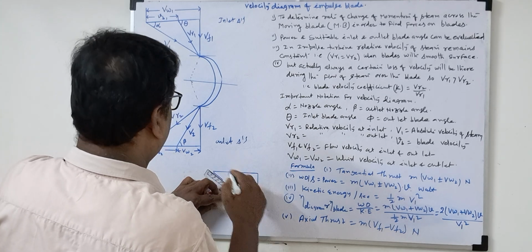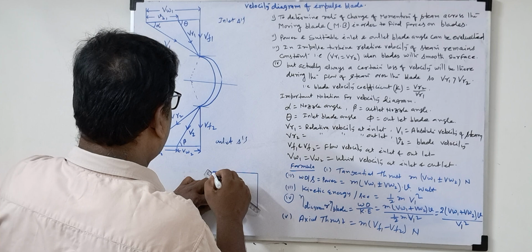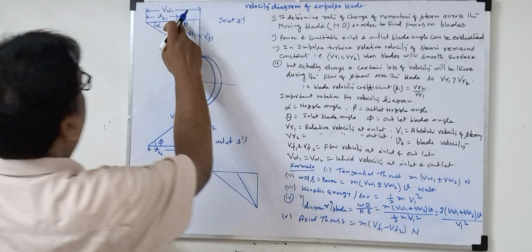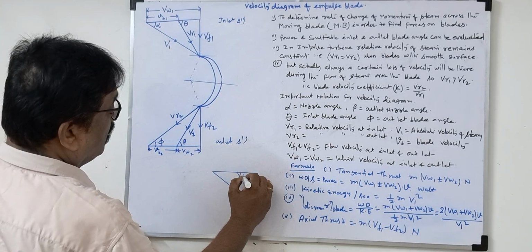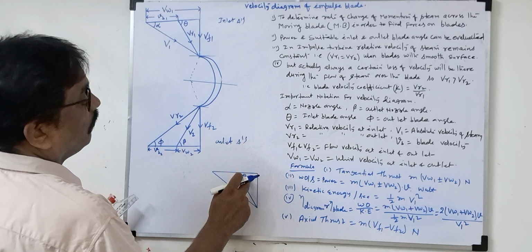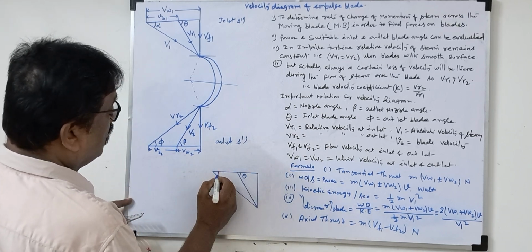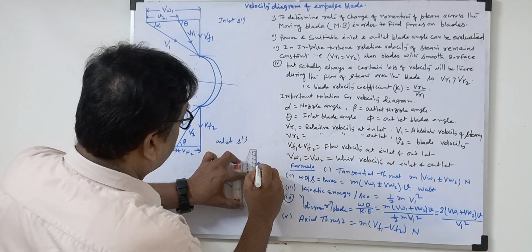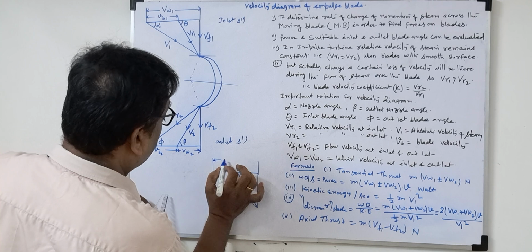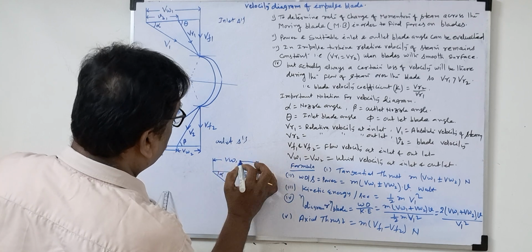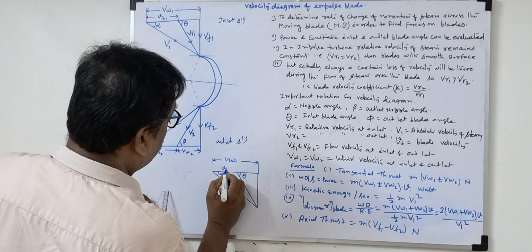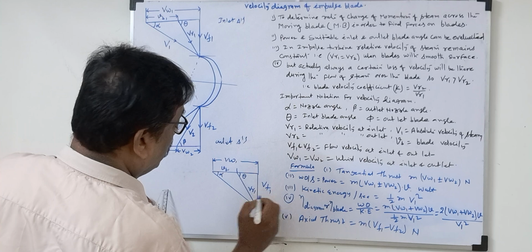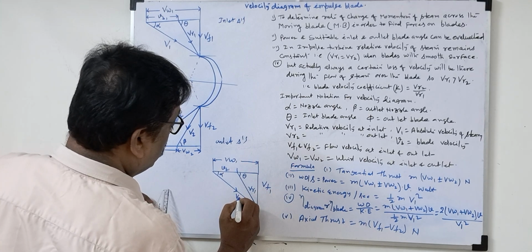Inlet triangle, I draw here. This is the inlet triangle, what we draw here. So this is the blade velocity, the inlet blade angle theta, and the nozzle angle. This will be the real velocity at inlet, this is the blade velocity at inlet, this is the flow velocity, this is the relative velocity at inlet, the steam velocity at inlet.